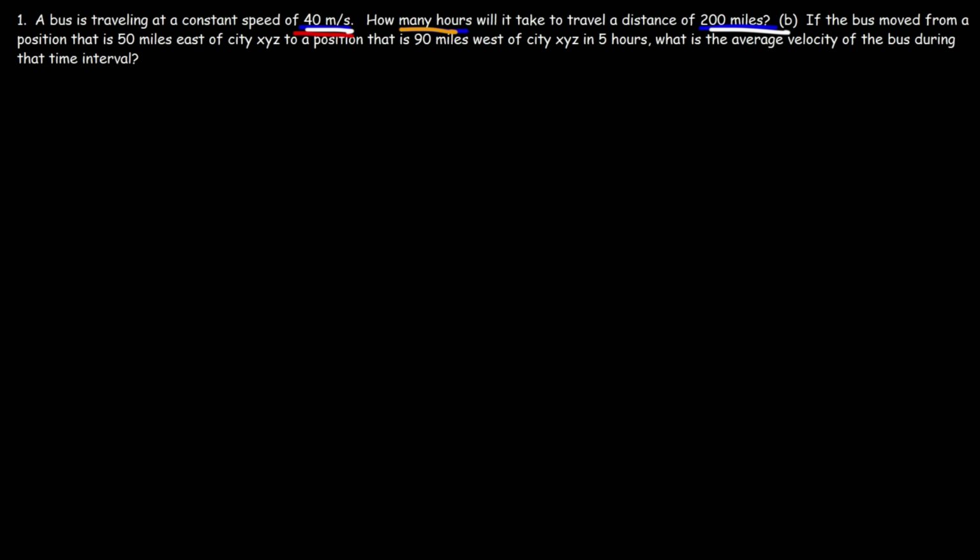Now let's move on to part B of this problem. If the bus moved from a position that is 50 miles east of city XYZ to a position that is 90 miles west of city XYZ in 5 hours, what is the average velocity of the bus during that time interval? So let's say this is city XYZ. So the bus was initially, let's say, at position A, which is 50 miles east of city XYZ. Actually, that's west. I take that back.